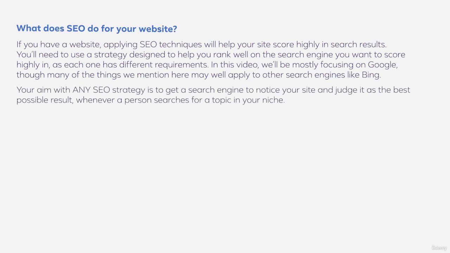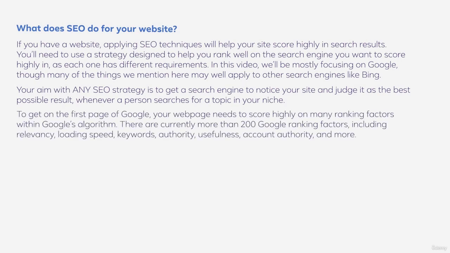Your aim with any SEO strategy is to get a search engine to notice your site and judge it as the best possible result whenever a person searches for a topic in your niche. To get on the first page of Google, your website needs to score highly on many ranking factors within Google's algorithm. There are currently more than 200 Google ranking factors, including relevancy, loading speed, keywords, authority, usefulness, account authority, and more.